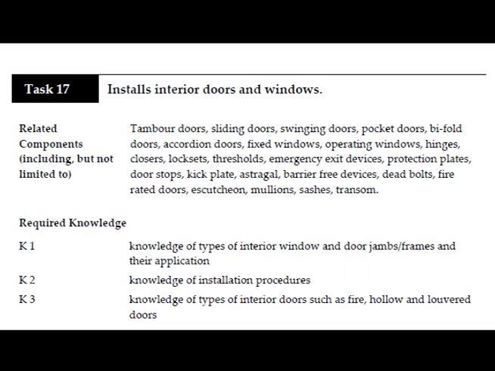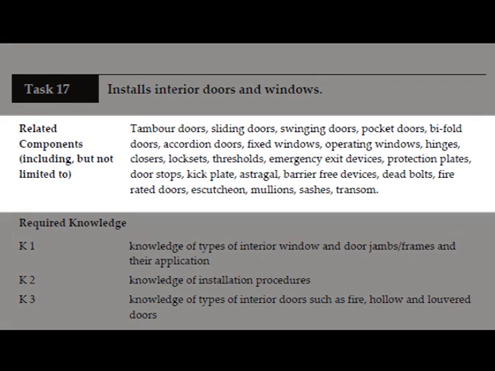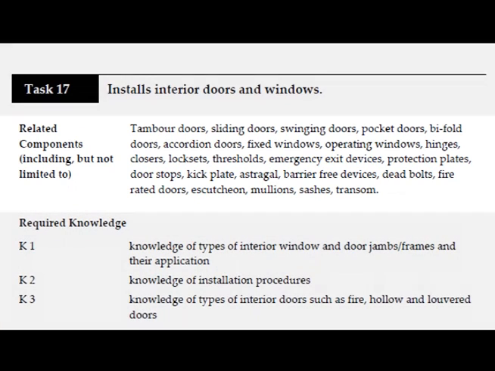It regards installing interior doors and windows. And here's some terms that you may not be familiar with. It starts right off with tambour doors, sliding doors, swinging doors. You read throughout it, it talks about accordion doors, and then some parts of doors and windows: astragal, scutcheons, mullions, sashes, transom. If you're not familiar with these terms, they could show up in the exam. They're in the National Occupational Analysis. They're fair game for a question.